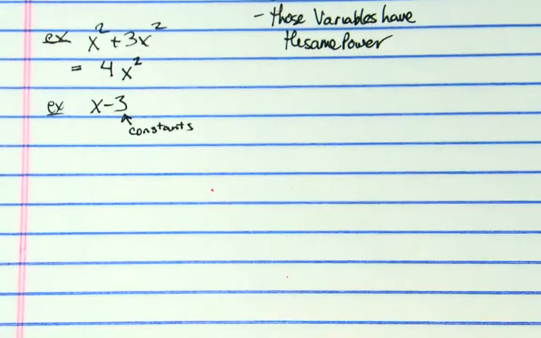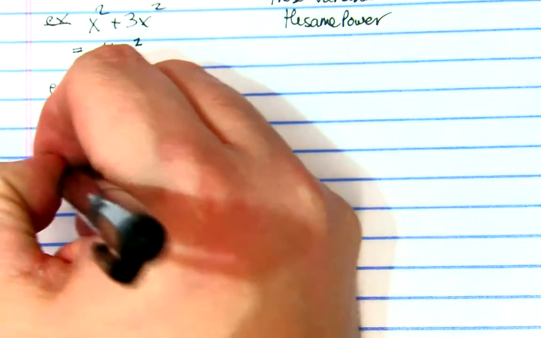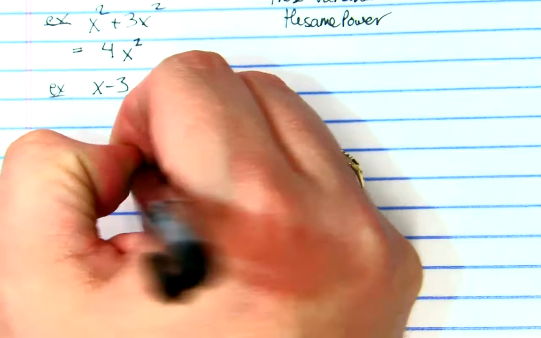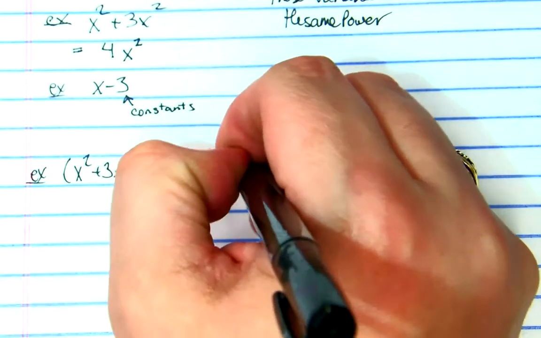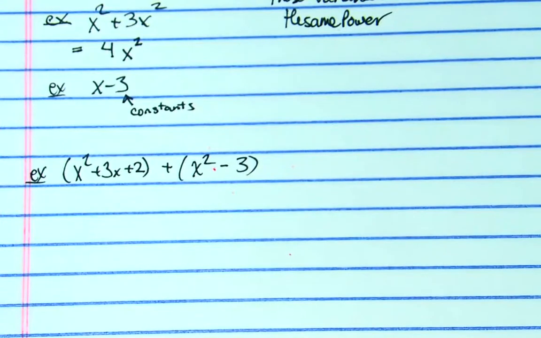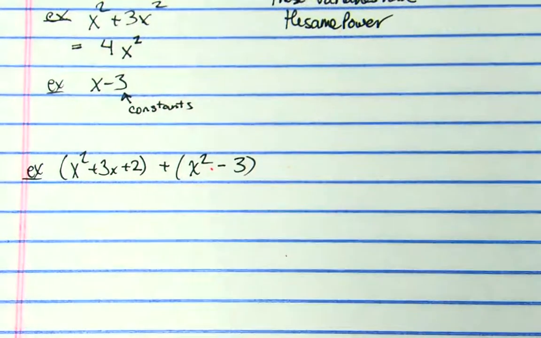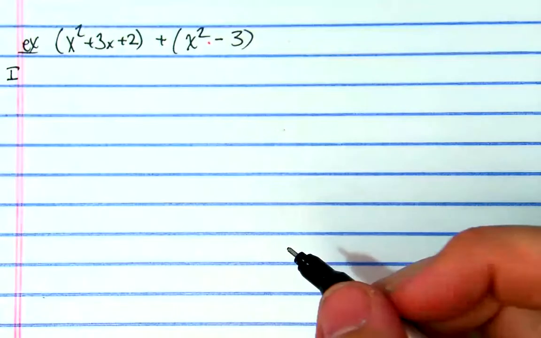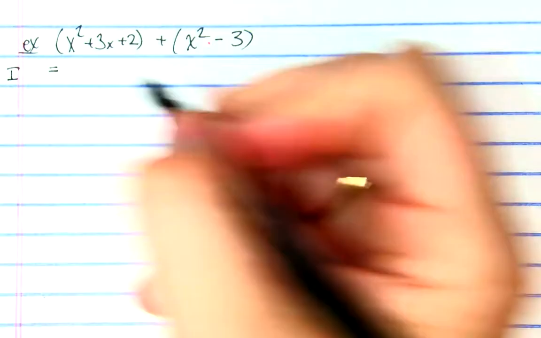But when we get to polynomials, if we have something like this, where you have x squared plus 3x plus 2, and we're going to add on x squared minus 3, there are a couple different ways that you can do this, and I'm going to show you a couple different ways. The first way is kind of like the horizontal way. You will put an equal sign first.